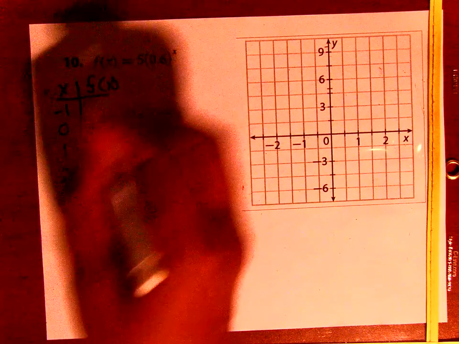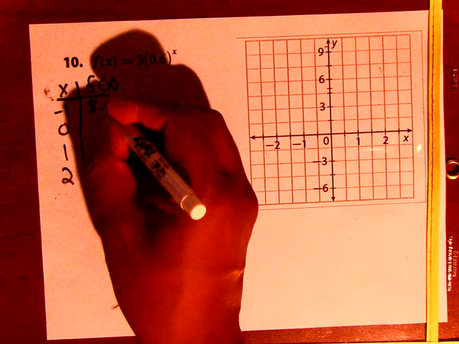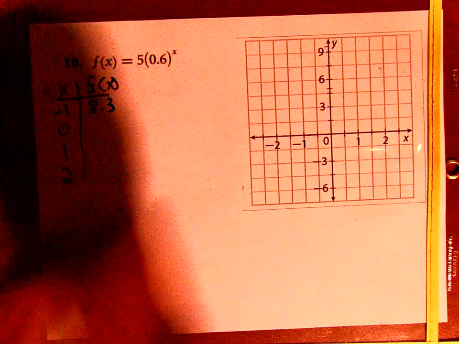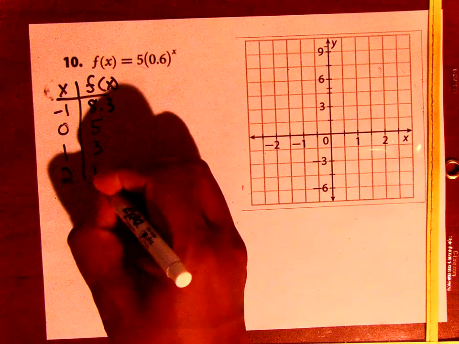When I plug in -1 here and type that in my calculator, I get 8.3. When I plug in 0, I get 5. When I plug in 1, I get 3. And when I plug in 2, I get 1.8.